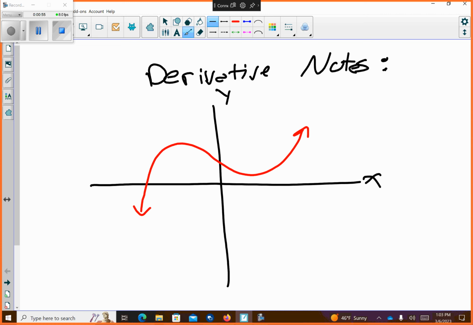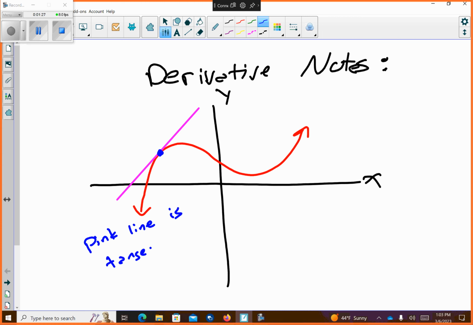Okay, so let me use a nice pink line. So let's take us back to geometry. And I'm going to say the pink line is tangent to the red line, or the red graph.